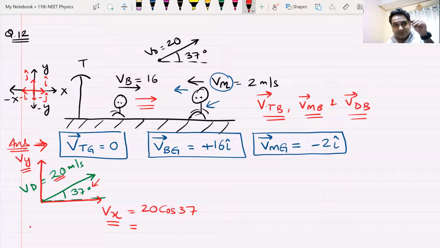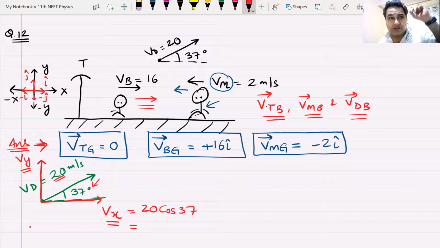This is the vector. This angle is theta. So this side becomes v cos theta and this side becomes v sin theta. Do we remember this? Horizontal and vertical. Please raise hands if you remember.